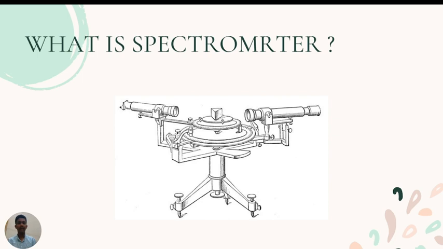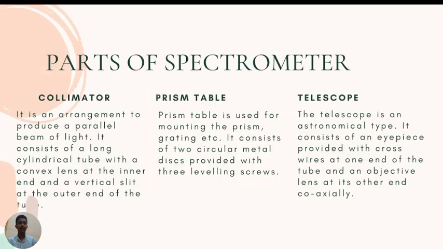Coming to the basic thing, what is a spectrometer? A spectrometer is an optical instrument used to study the spectra of different sources of light and to measure the refractive indices of materials. It basically consists of three parts: collimator, prism table, as well as telescope. The collimator is an arrangement to produce a parallel beam of light.